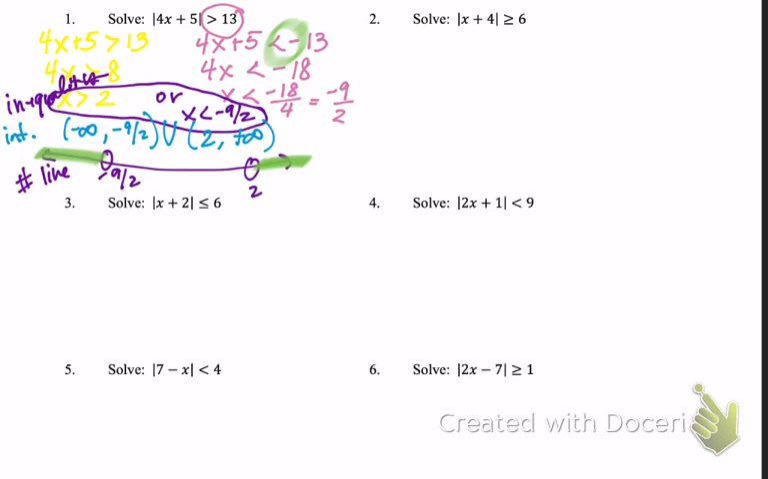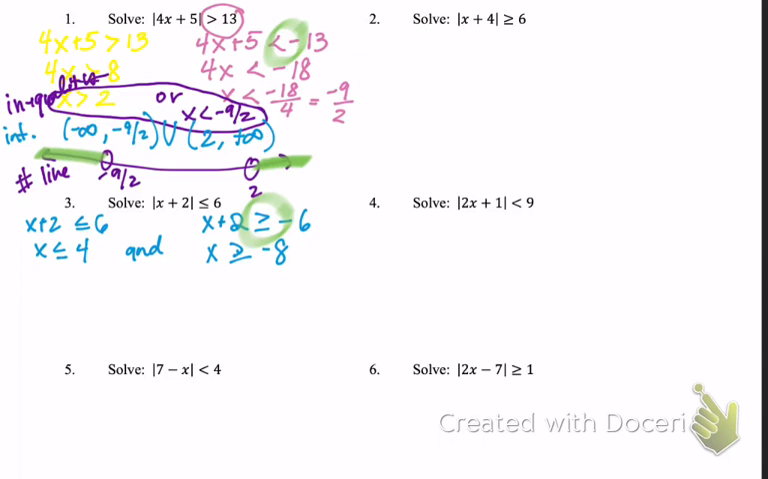So let's jump down and look at number 3, because this is a less than. I'm going to try and do one of each type of example. So I'm going to say x plus 2 is less than or equal to 6. So x is less than or equal to 4. And x plus 2, I'm going to flip the sign, so greater than or equal to negative 6. So I made two changes. I flipped the sign and I flipped the inequality. So x is greater than or equal to negative 8. So it's greater than negative 8 and it's less than 4.